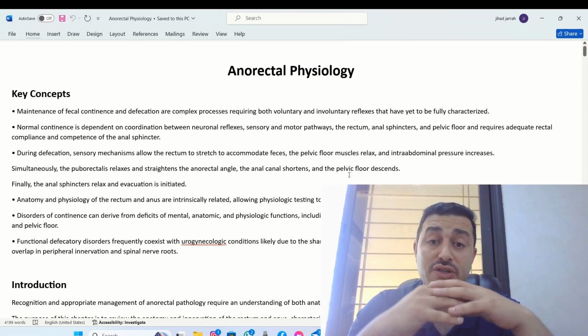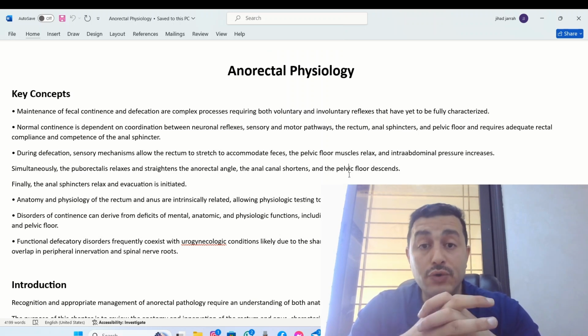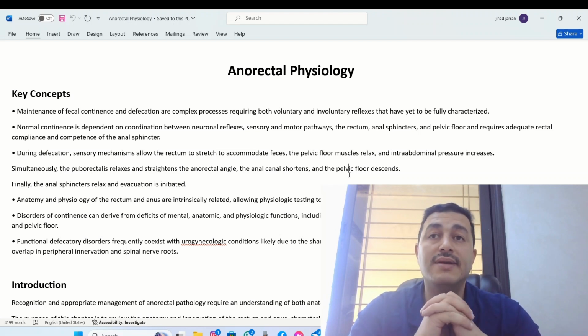Our lecture today is a continuation of the series we have started, What Surgeons Should Know, and today we are going to talk about the anorectal physiology, or the function of the rectum and anus.